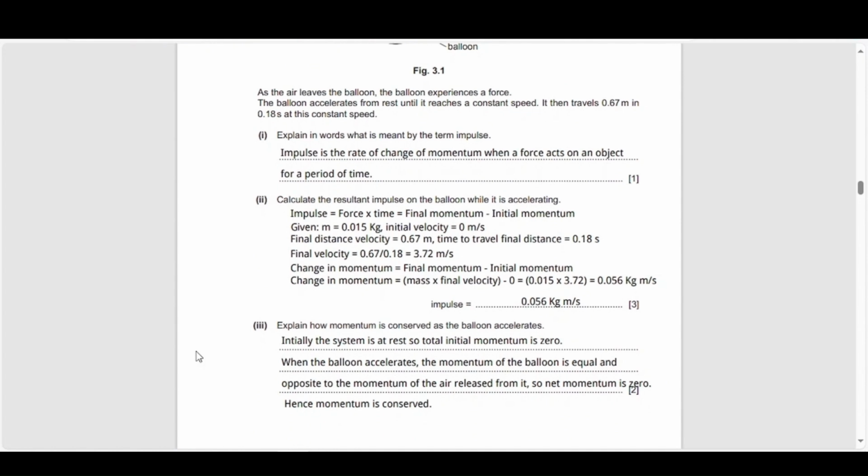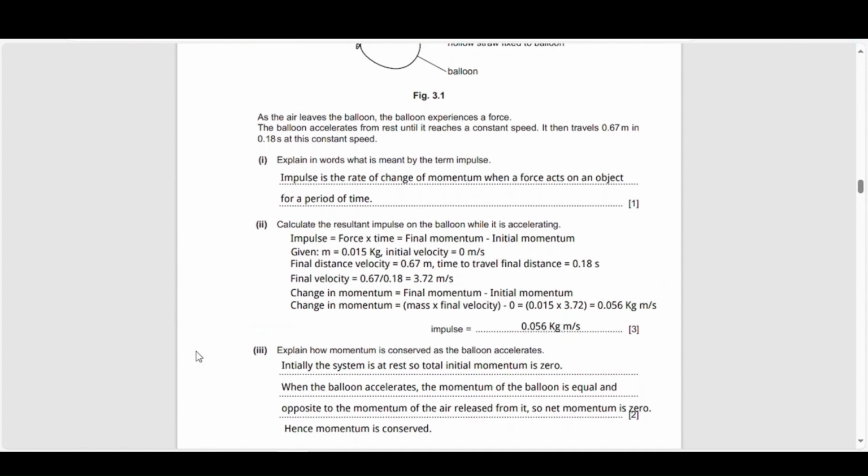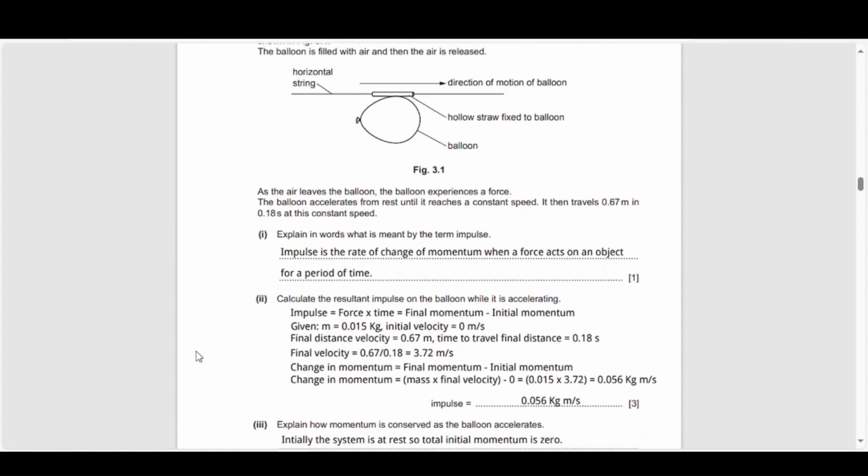The third bit asks, explain how momentum is conserved as the balloon accelerates. So we know that initially the system is at rest, so total initial momentum is 0, which means we must expect the total final momentum to be 0. And we can expect this because you're thinking, okay, the balloon is moving, the air is moving, the air has a certain mass, the balloon has a certain mass. So clearly they will have a momentum of their own, right?